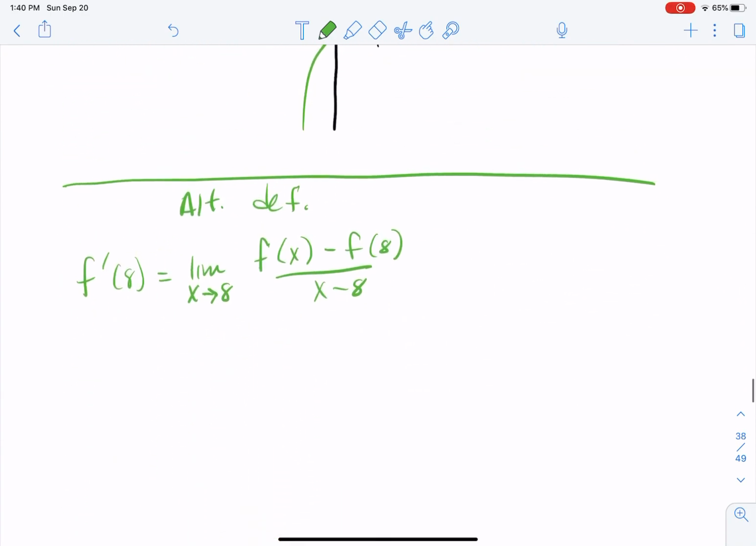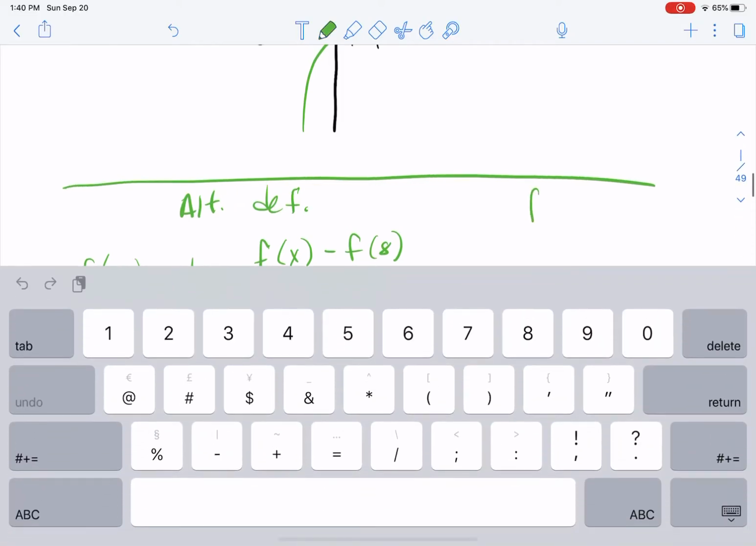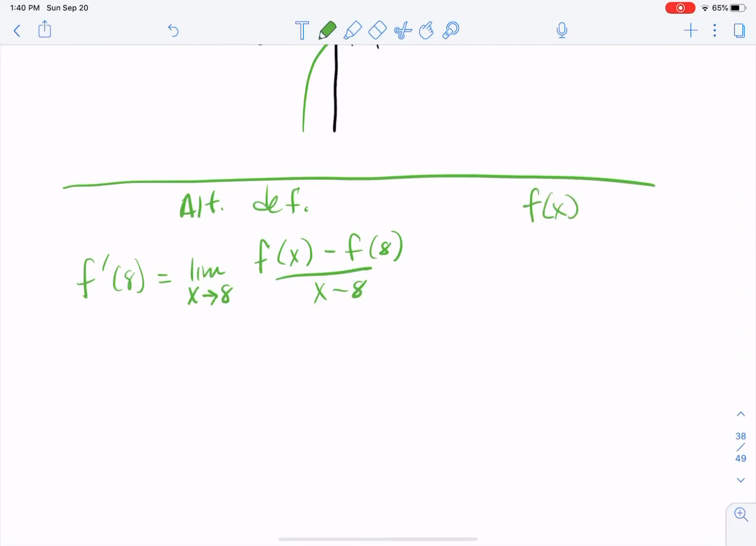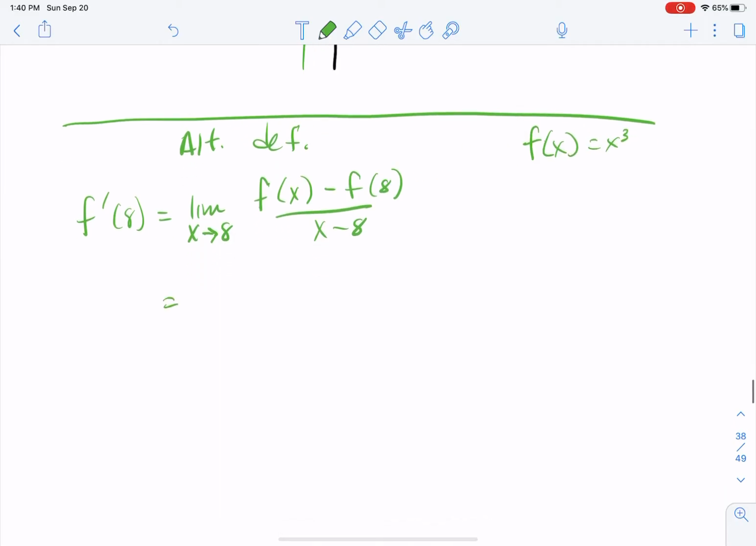All right, and now we will actually plug both of these things into our function, where our function, if you have forgotten, f of x is equal to x cubed. So I'll have the limit as x goes to 8 of x cubed minus 8 cubed over x minus 8. If I were to directly substitute in an 8, we'd have 8 cubed minus 8 cubed, 0, over 8 minus 8, 0. 0 over 0, just like we had before.